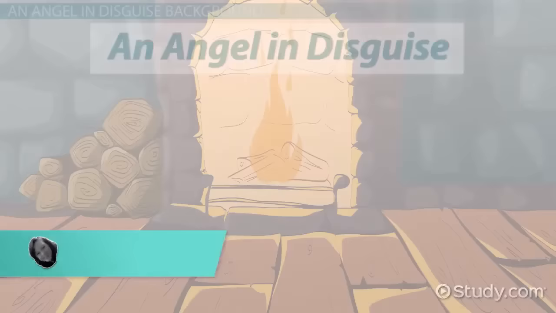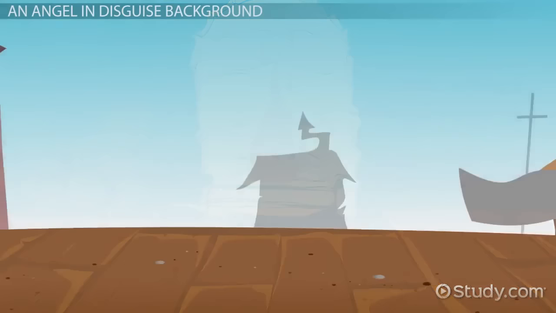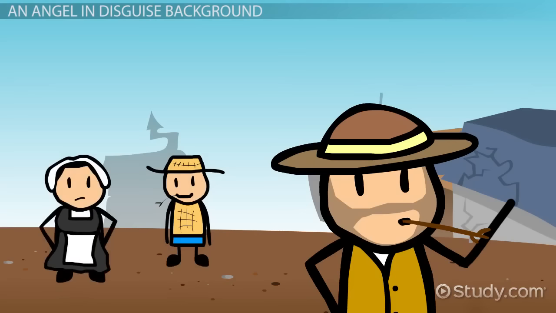An Angel in Disguise is a short story written in 1851 by American author T.S. Arthur. The story is set against the backdrop of a poor rural village. It's the kind of place where everyone has problems of their own. Everyone tries to be good while living within their means.